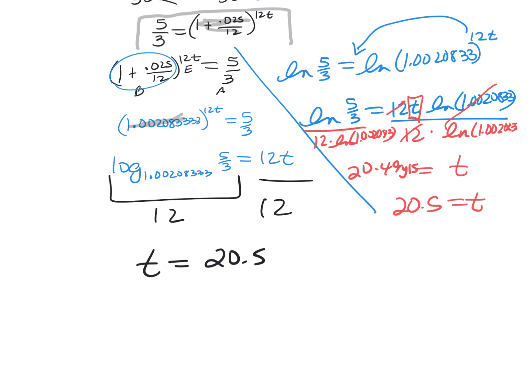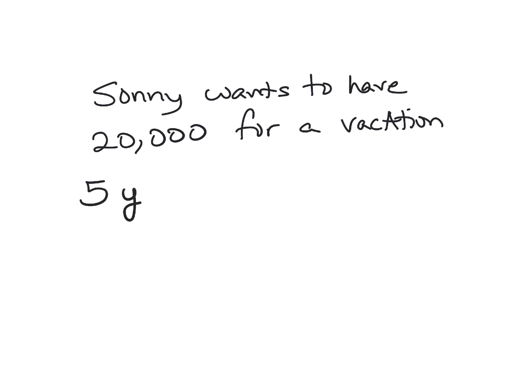So the other formula, that was the PERT formula. So let's do that one. So again, I'm going to add another question here. I'm going to use the same person, Sunny. Sunny wants to have $20,000 for a vacation that he wants to take in 5 years.